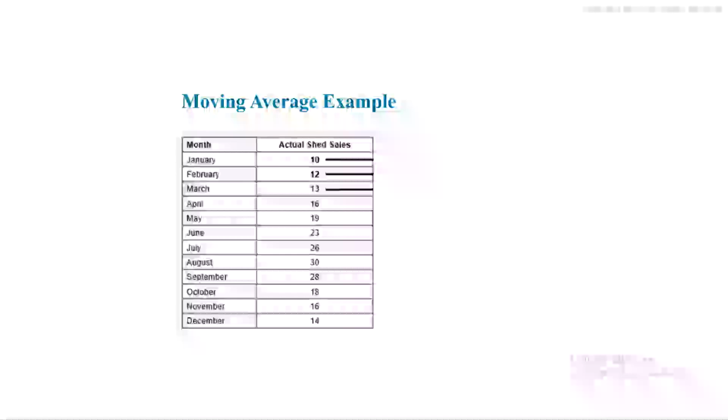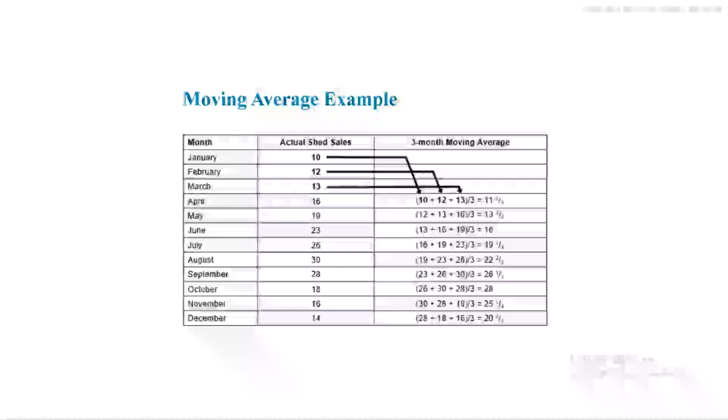Okay, so in a moving average, let's say we are assuming a 3-month moving average. Now we are adding 10, 12 and 13 and dividing it by 3. So what is the units sold? It will be 11 and 2 by 3, which comes under fractions. But the units sold can't be a fraction, so try to keep it in a whole number only, like 11, 12, 13.